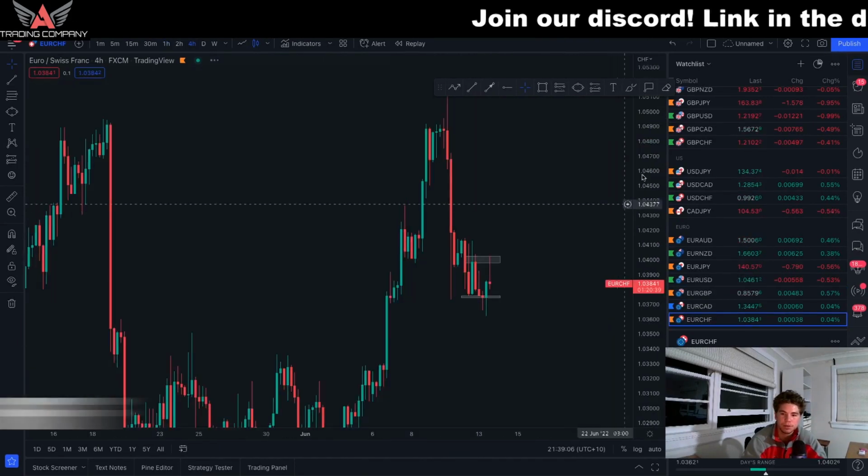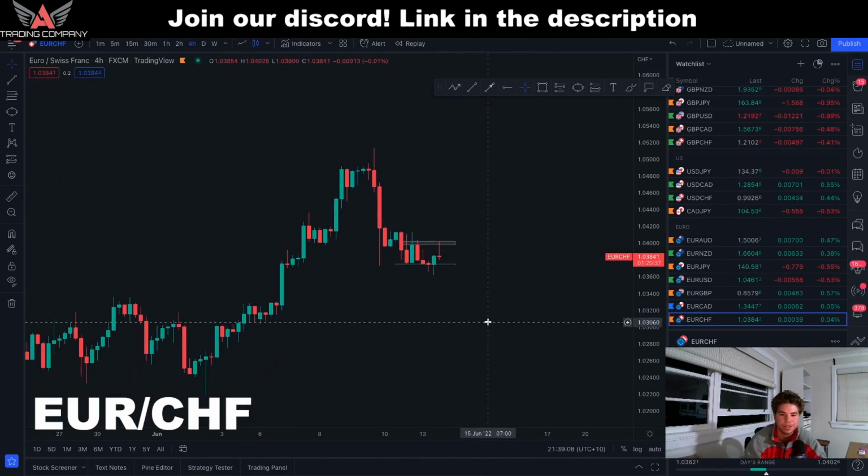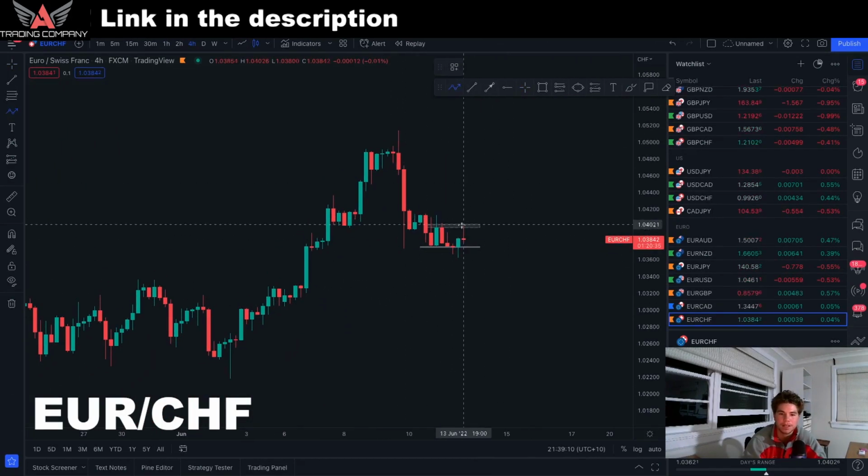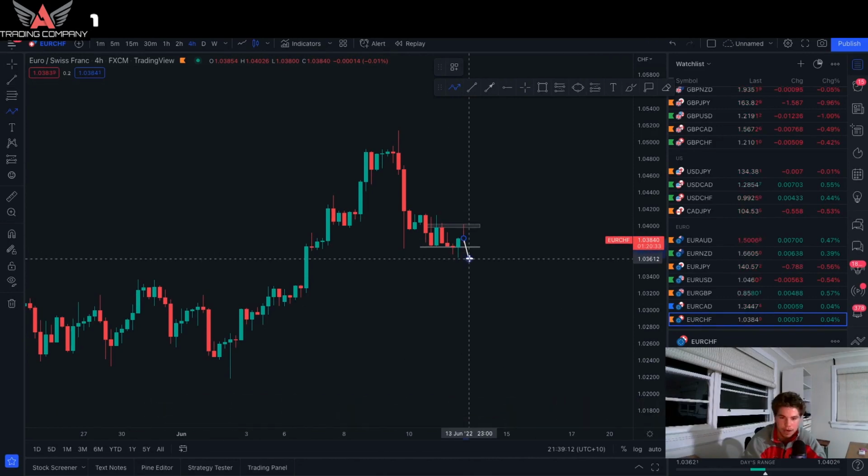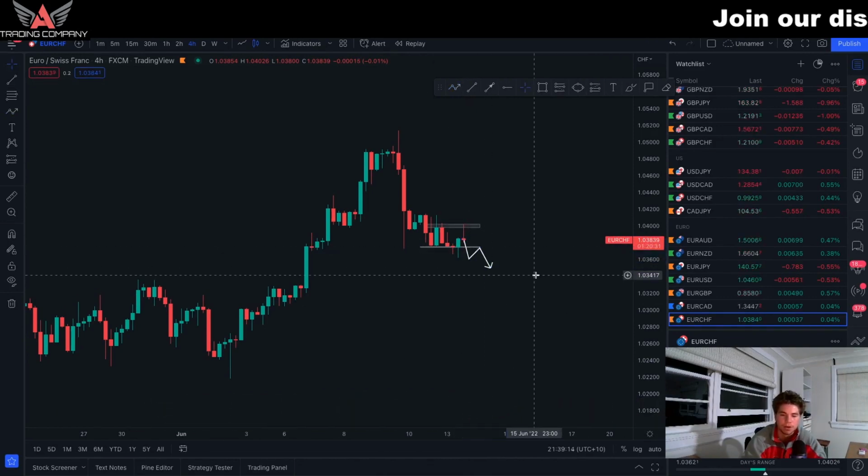Okay, Euro Swiss franc is in a big old consolidation, but it is setting up really nicely for some potential continued sells if we break and close below that level.